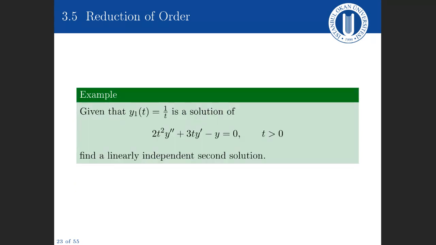Let's do an example. And typically, reduction of order questions I would write like this. Given that 1 over t is a solution of this differential equation, find a linearly independent second solution. If you see a question written like this, then it's a reduction of order question. We're told that 1 over t is a solution, and we're being asked to use the reduction of order to find a second solution.